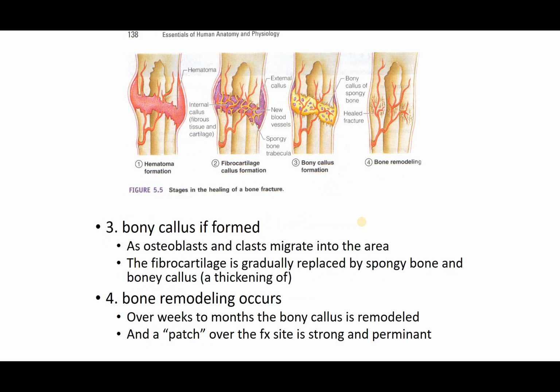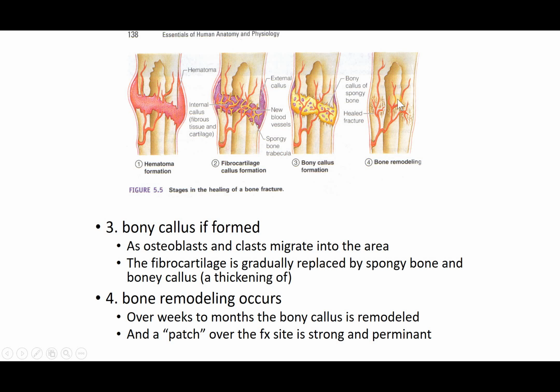Okay, in the third phase, you're going to get the bony callus formation. And this is where the osteoblasts and clasts are really coming in, doing their job. Remember, osteoclasts break down bone. And you want this in this case because we're going to smoothen things out almost like you're sanding something down. Very coarse, you want it smooth, sand it down. Okay, osteoclastic activity. And then the osteoblasts come in to start to build. So this is our bony callus formation.